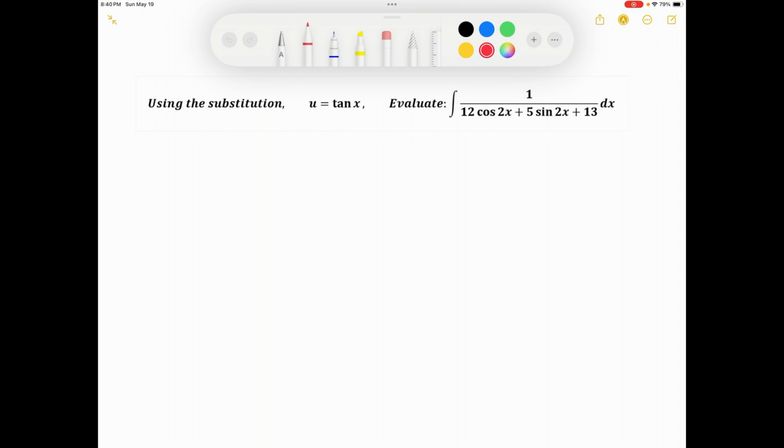However, this is a question found in one of the most competitive university entrance exams in the entire world, and in that exam they have asked the students to use the substitution u equals tangent x. In fact, that substitution is a universal method to solve these kinds of problems.